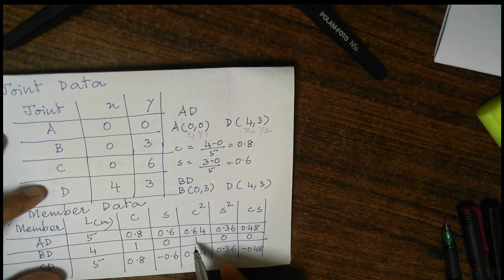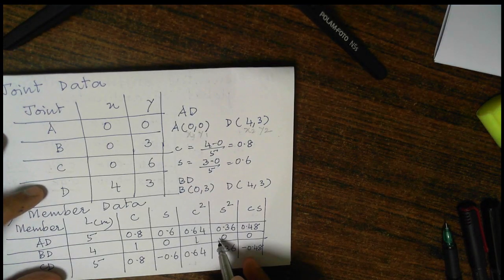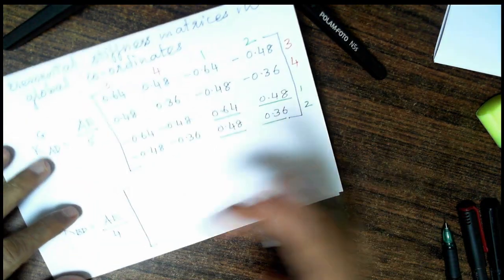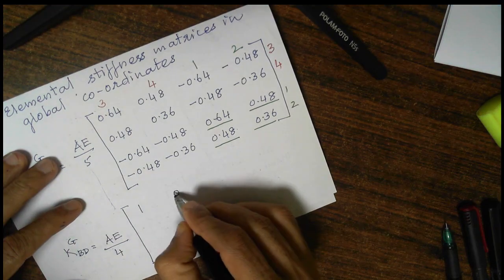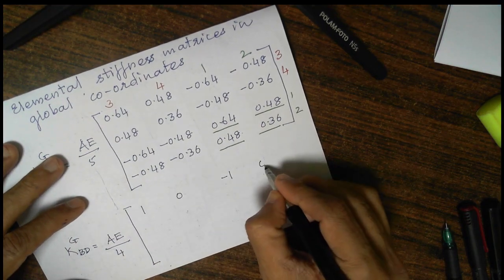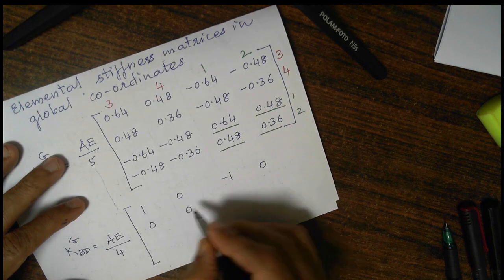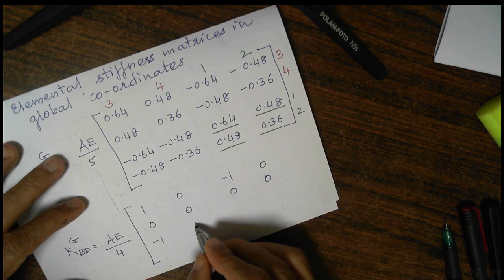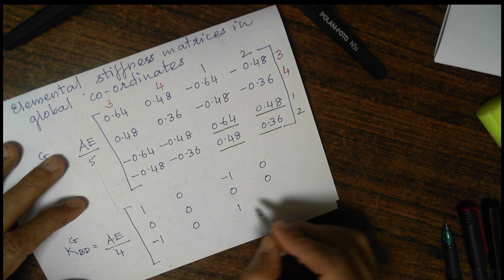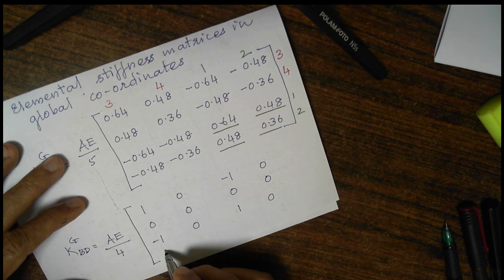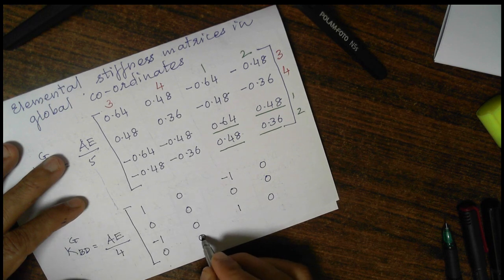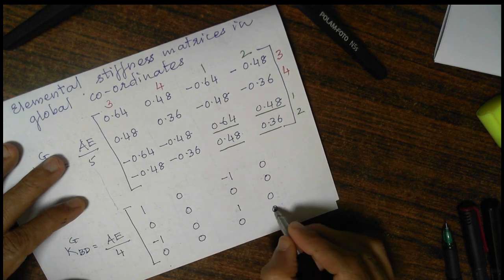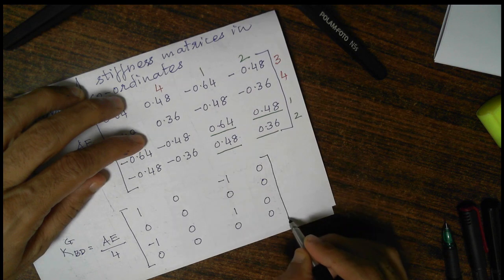The member data will also say the same. Look at this member data. What is C square? C square is 1, S square is 0, CS is 0. So I will write according to the member data: C square, CS, minus C square, minus CS; CS, S square, minus CS, minus S square; minus C square, minus CS, C square, CS; minus CS, minus S square, CS, S square. So this is nothing but the local stiffness matrix.